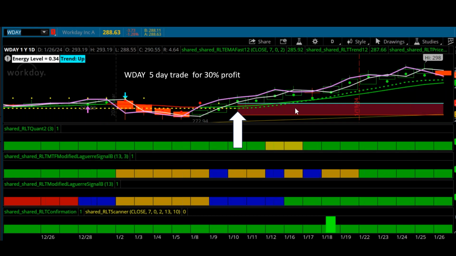Now this shaded area here on the compass system is called a dynamic compression zone. The compass system creates this compression zone when it sees a compression, and it can be identified when you break out of it, which is what we did right here. So that's why we took it, Workday. We were in this for 5 days, and we rode this thing up for a 30% profit.